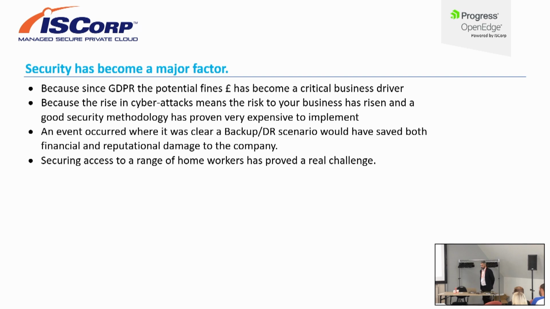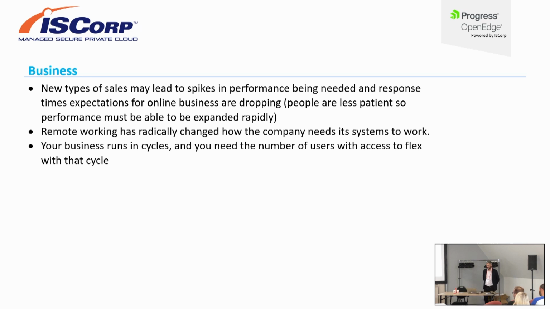And the last piece on this section, business. New types of sales may spike the performance needed and response times. Expectations for online business are rising. People are less patient, so performance must be able to expand rapidly. Absolutely. Remote working has radically changed how the company needs its system to work. And your business runs in cycles, and you need the number of users with access to flex within that cycle. I did allude to that earlier. There are some quite seasonal businesses, especially in the warehouse industry. What you don't want is to be paying a fixed fee for a period of time, when you can actually pay for only what you use.